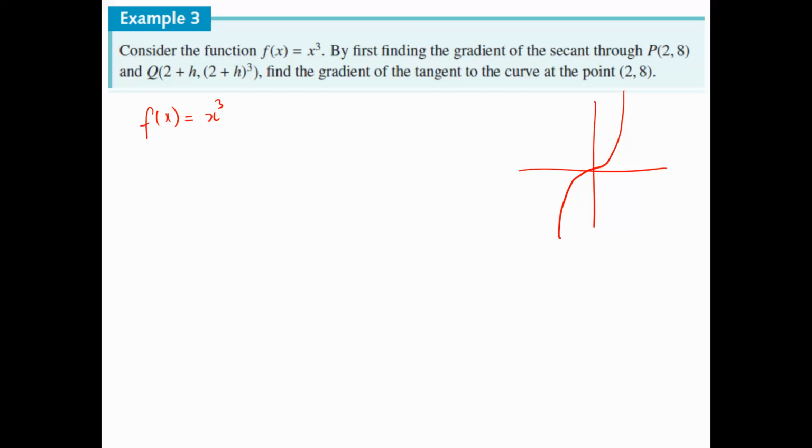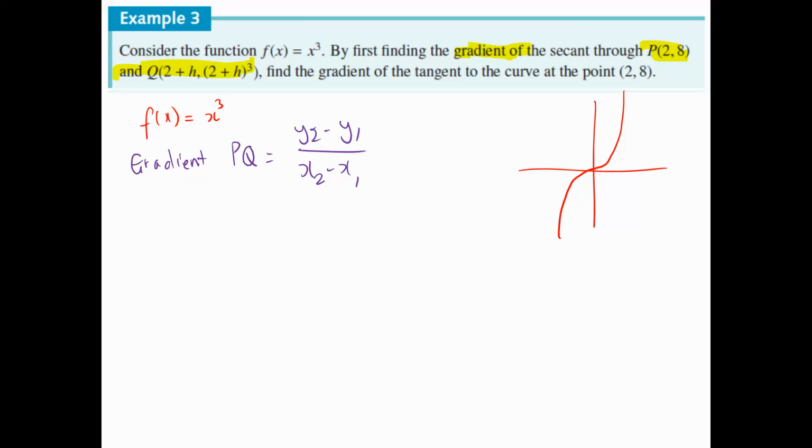Now to find the gradient of the tangent to the curve at the point 2, 8. There are two parts to this. They want you to find the gradient between P and Q. I'm going to draw here. Gradient of P and Q. It looks hard, but it isn't. Remember, it was y2 minus y1. If you want to know the gradient of PQ, I'm going to do it in another color, you told me it is y2 minus y1 divided by x2 minus x1.